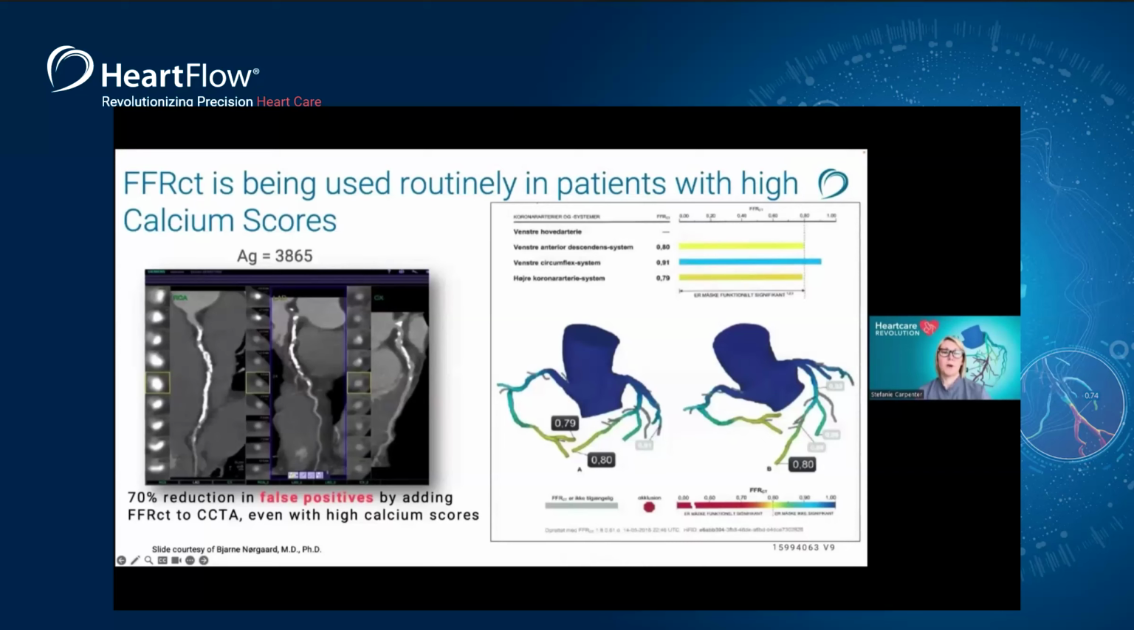HeartFlow is able to process studies with a heavy calcium burden. In this case, the patient had a high calcium score of over 2,000. When looking at the anatomy alone, it was thought this patient could possibly have some significant stenoses. After the addition of functional information, the study was negative for flow-limiting lesions, and the patient was able to be treated with optimal medical therapy alone.